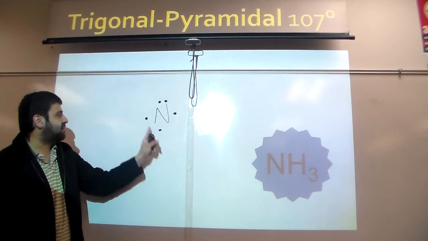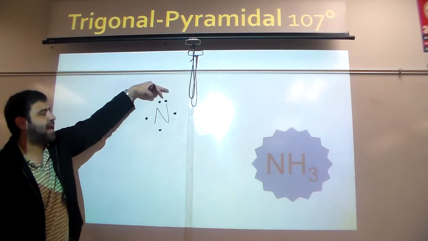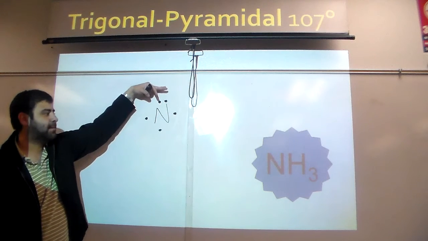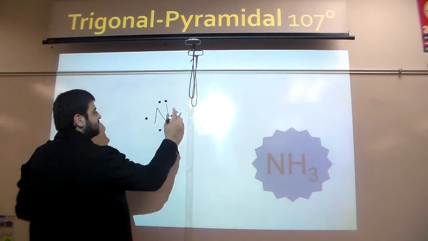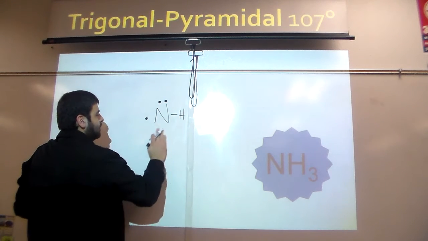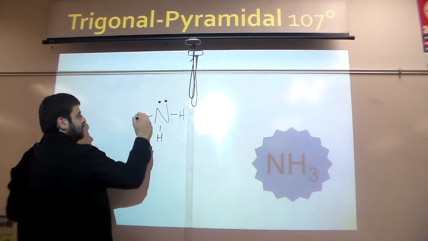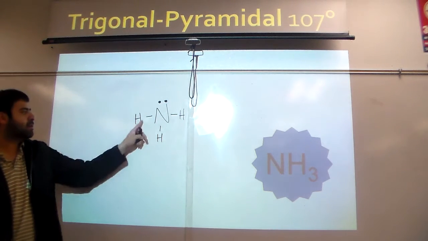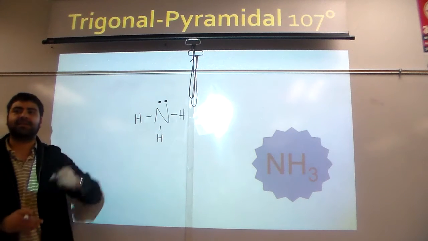allow 3 sites for bonding while maintaining just this lone pair on top that will stay there. I already know what the pairs are. Yeah, so what's that going to be? There's going to be 3 bonded atoms. There's 3 bonded atoms. It's 1 lone pair. Okay, so remember a pair includes the 2 electrons.